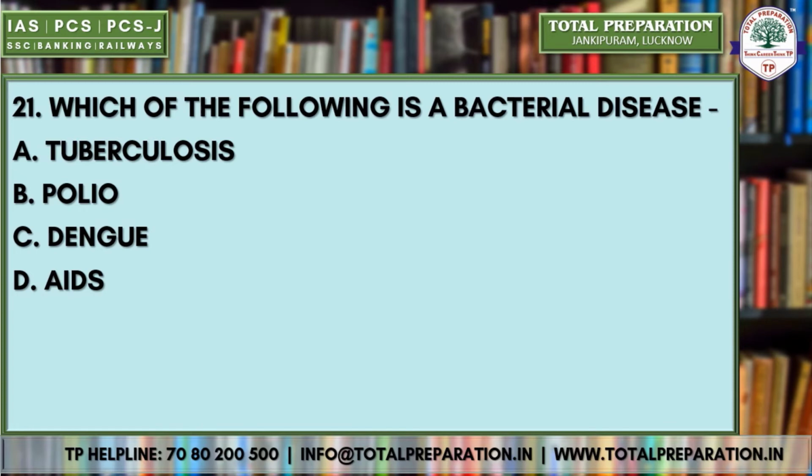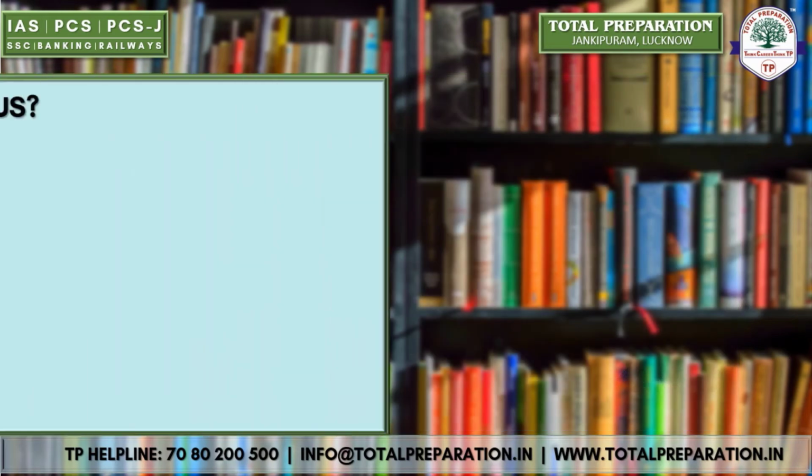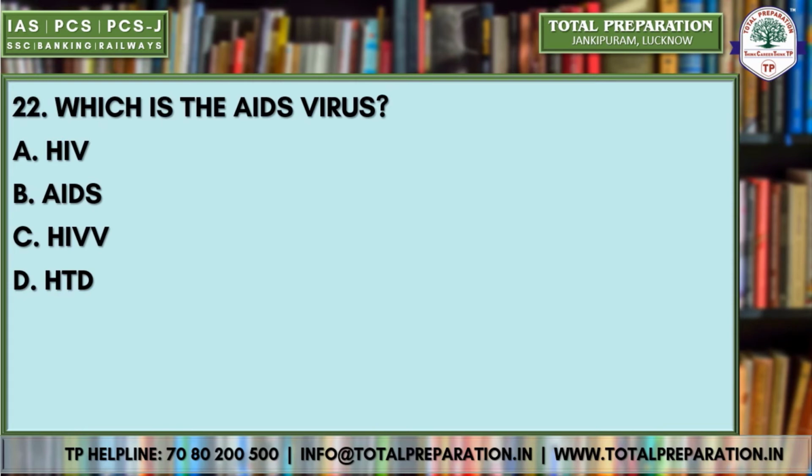Which of the following is a bacterial disease? Option A, tuberculosis, option B, polio, option C, dengue, option D, AIDS. The correct answer to this question is option A, tuberculosis. Which is the AIDS virus? Option A, HIV, option B, AIDS, option C, HIVV, option D, HDD. The correct answer to this question is option A, HIV.